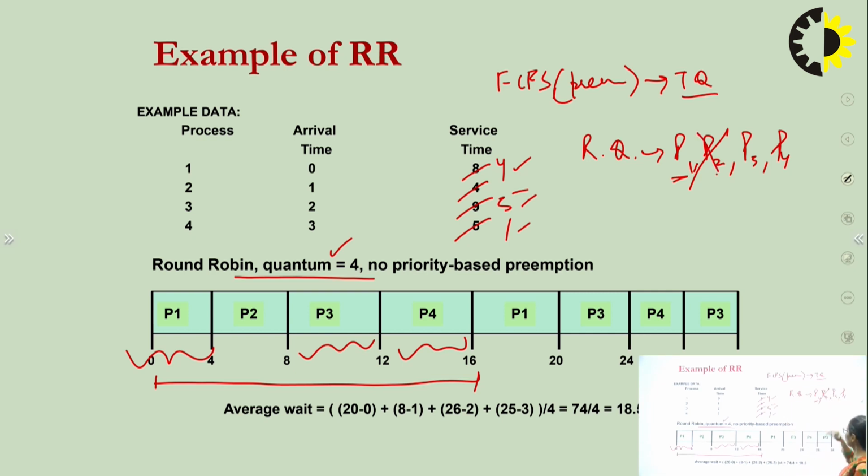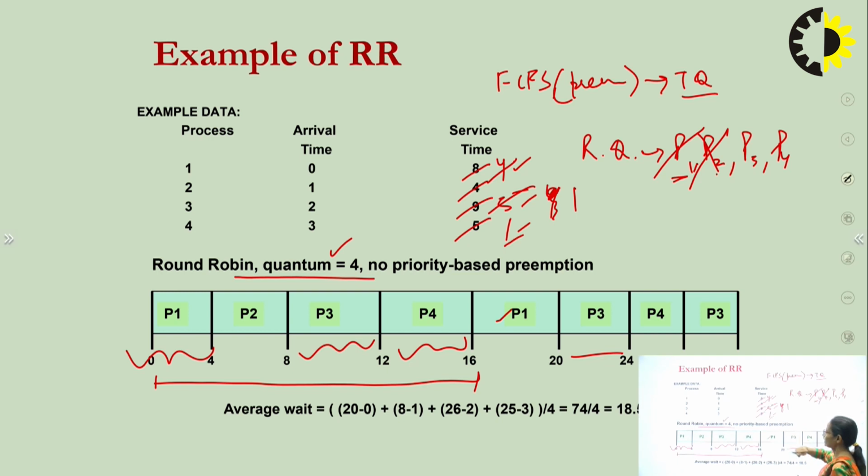P2 has left the ready queue. So in the next cycle, P1 will get the time slot for 4 units. It will consume all 4 units, so P1 is terminated and has left the ready queue. The next process from the ready queue is P3. Now it will consume only 4 units, so the remaining time is 1.